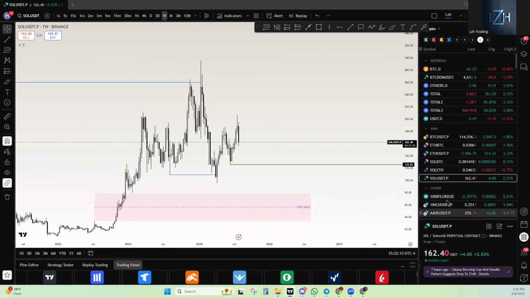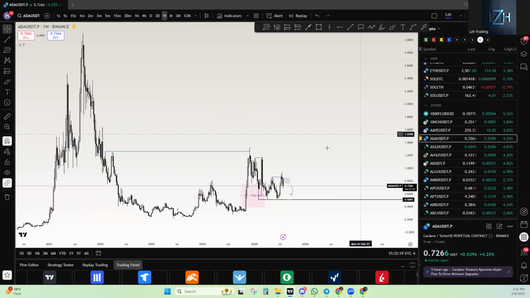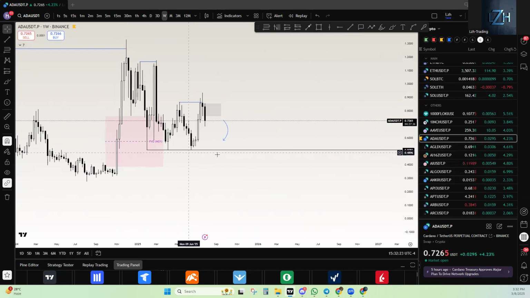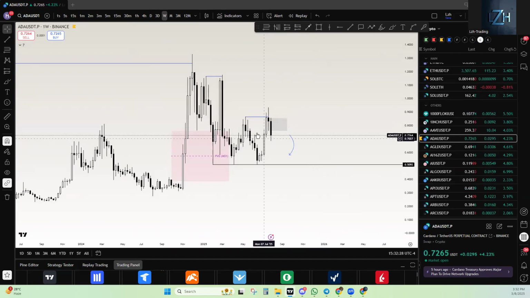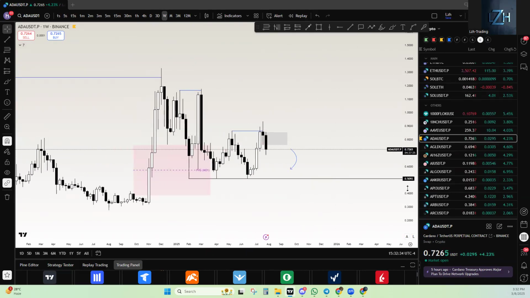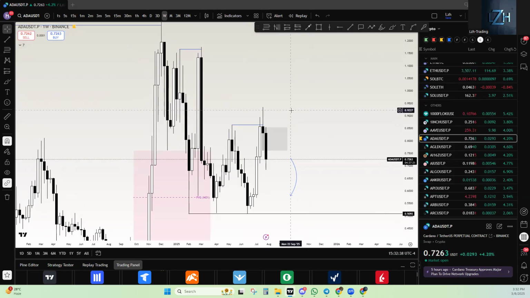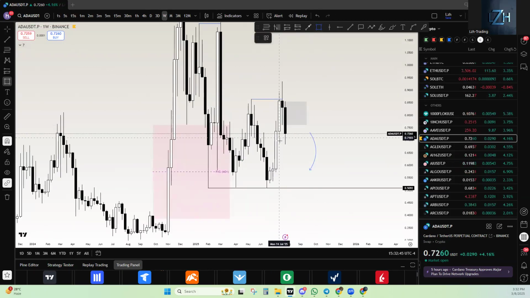So I did post two charts. ADA, which I see a lot of sell side liquidity in the monthly POI. I think we might see that one day. I'm just not sure when. So at this point of time, we are reacting from this monthly fair value. But the key thing here is that price did, sorry, this is a weekly. My bad. It's not monthly. This is a weekly.